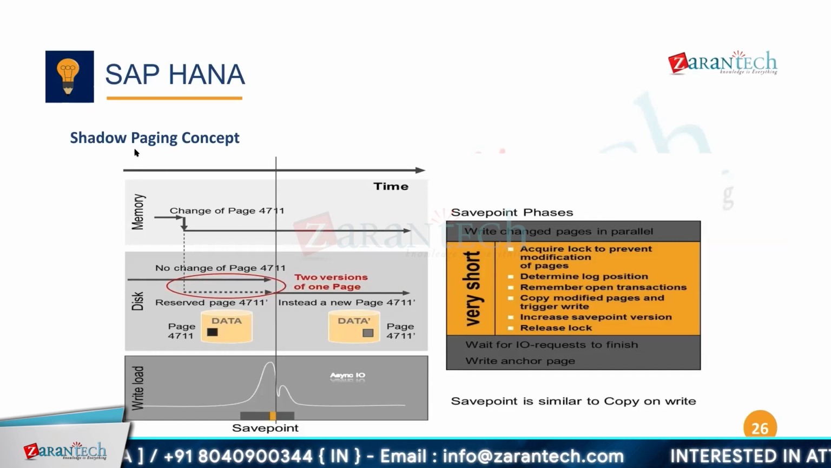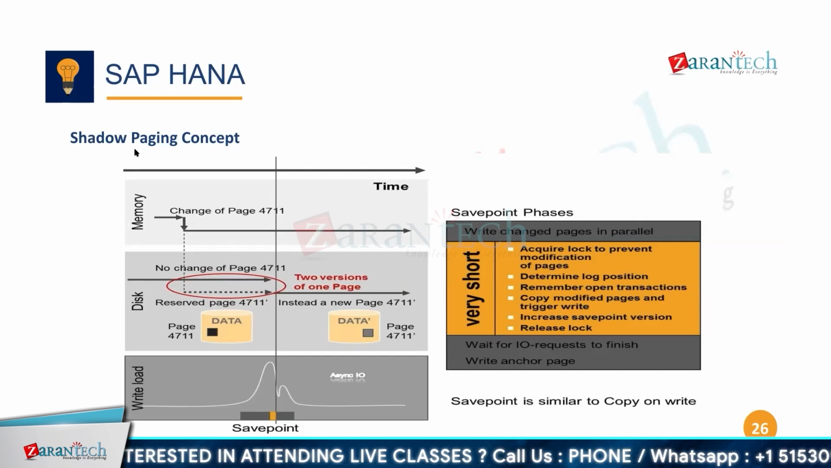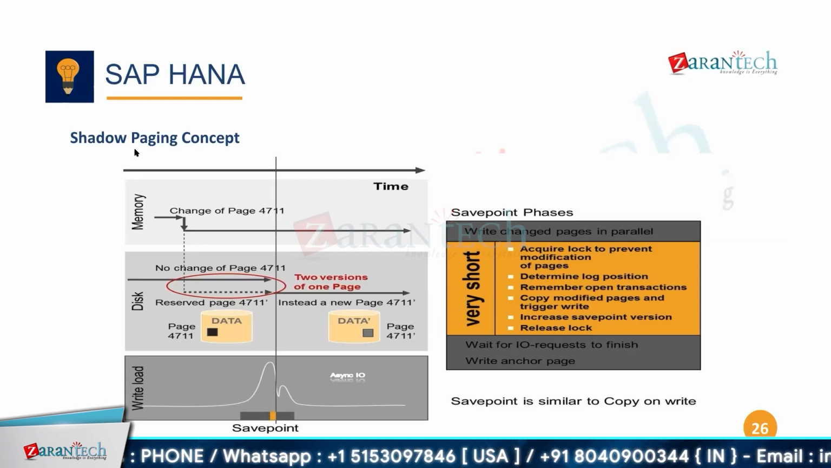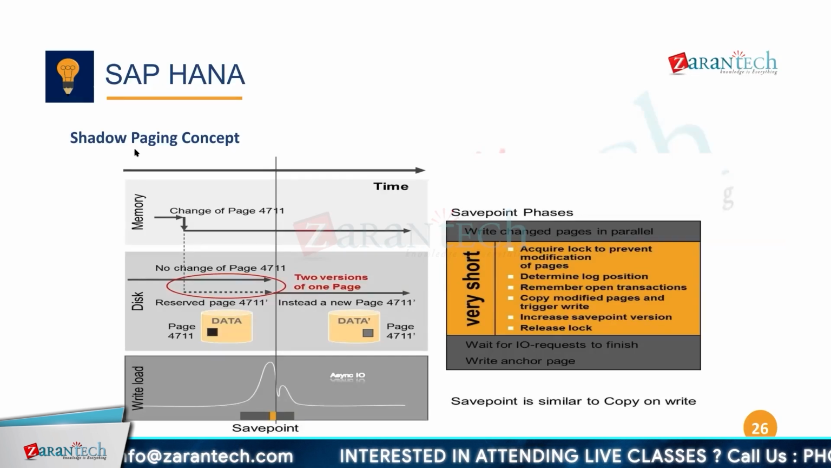There will be a question in the certification: how does SAP HANA ensure, in case of power failures, that it does not lose a fraction of the data when there is a save point before committing? Before the save point commit, if there is a power failure, how does SAP HANA ensure data consistency and availability? By following the shadow paging concept.